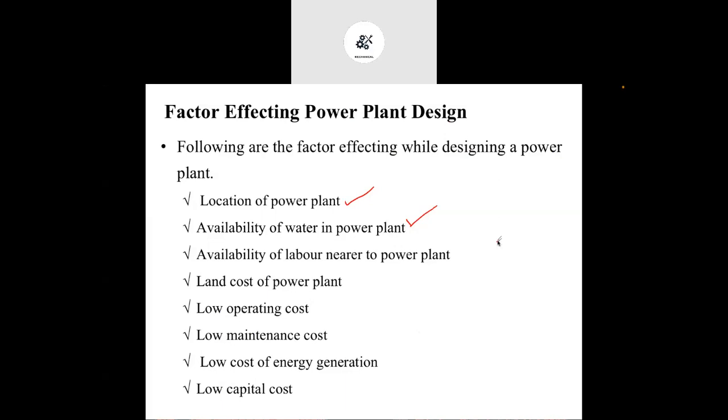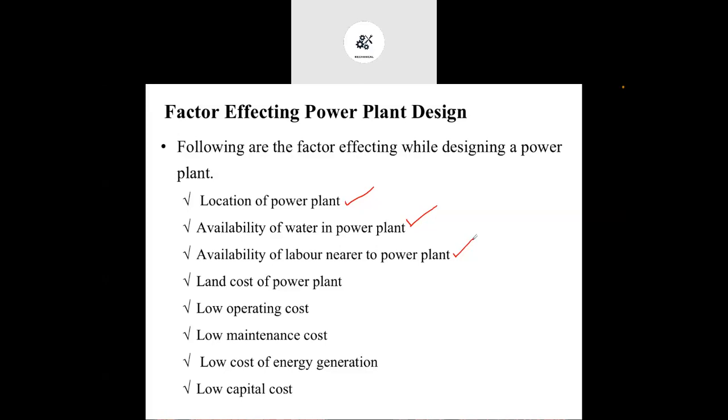So the water will be available. Sometimes in the nuclear power plant, we are using the sea water. We first carry out some water treatment on the sea water, and then we use that particular water in the nuclear power plant. So availability of water is crucial in the case of a power plant.